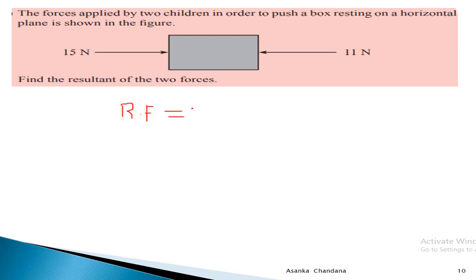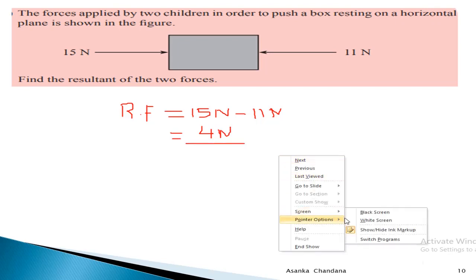Resultant force is equal to 15 Newton minus 11 Newton. Now we know 15 minus 11 is 4 Newton. So the resultant force is 4 Newton. Right, then we will go to our next question.